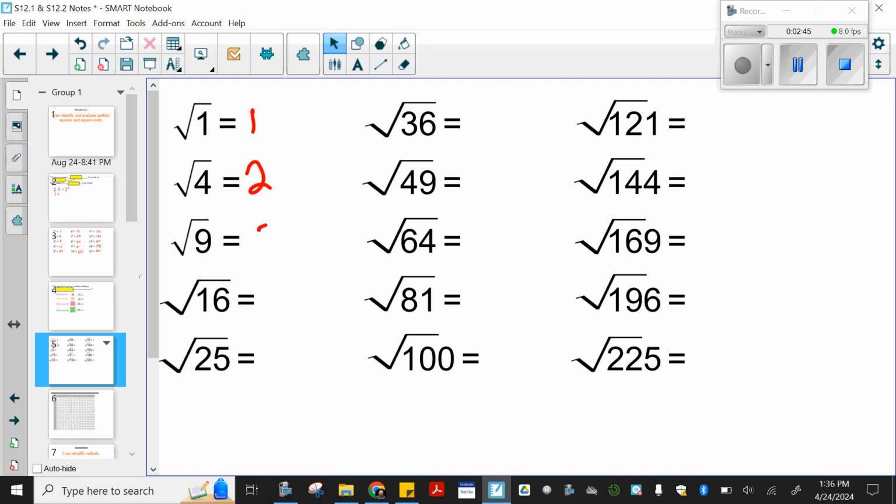The square root of 9 means it's 3. We have square root of 16 is 4. Square root of 25 is 5. Square root of 36 is 6. Square root of 49 is 7. Square root of 64 is 8. Square root of 81 is 9. Square root of 100 is 10. Square root of 121 is 11. Square root of 144 is 12. Square root of 169 is 13. Square root of 196 is 14. Square root of 225 is 15.